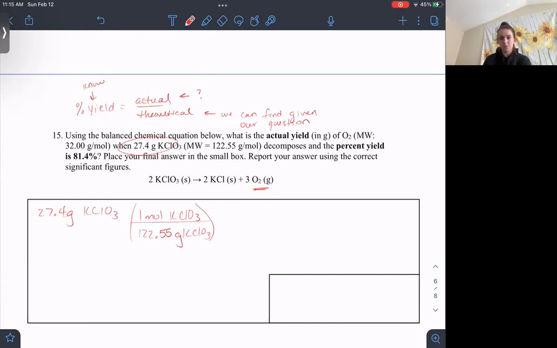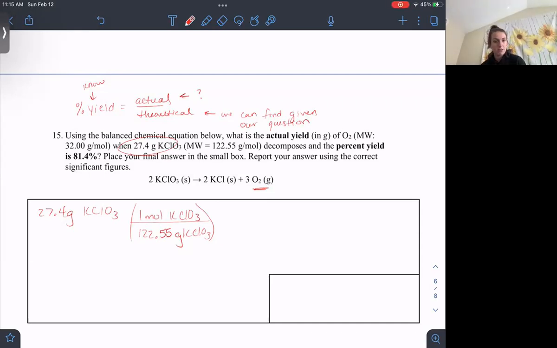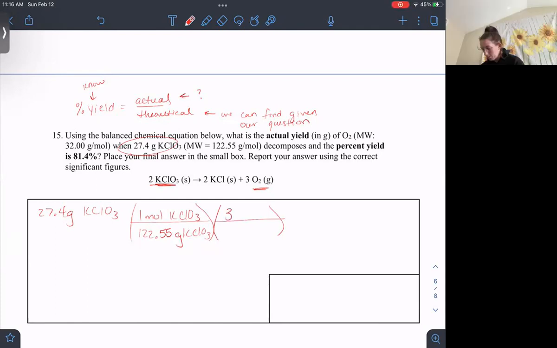Now that we're in moles, what can we do? You'd use the mole ratios, right? Yep, that are given in the balanced equation. Awesome. So you're going to use the mole ratios given from your balanced equation. Your mole ratios come from your coefficients in your balanced equation. So that's going to be 2 moles of potassium chlorite to every 3 moles of oxygen. Where does oxygen go? Does that go on the top or the bottom? Top again. It goes on the top again. Awesome. So 3 moles of O2 will be equal to 2 moles of KClO3.